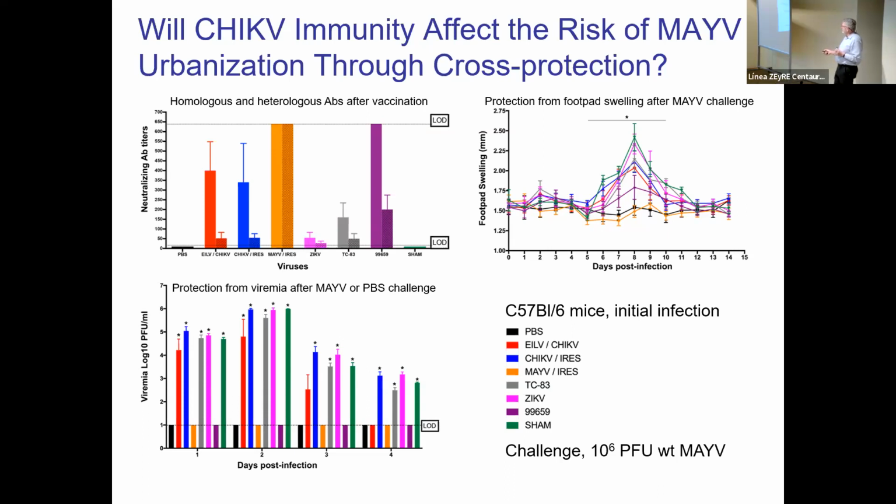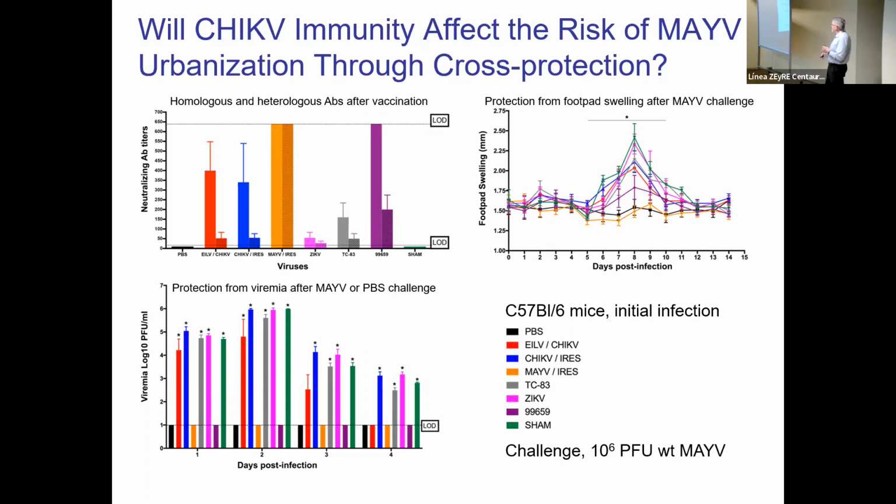Would the presence of herd immunity for chikungunya virus affect the risk of Mayaro emergence? So we don't know if Mayaro could be one or two mutations away from becoming more efficient for urban transmission, just like I showed you for chikungunya and Aedes, or if it's never going to develop enough viremia or become efficient enough to infect Aedes aegypti. But this could certainly impact that risk.